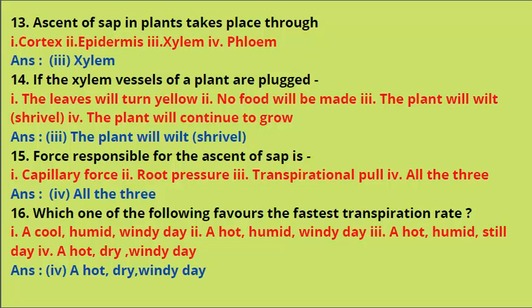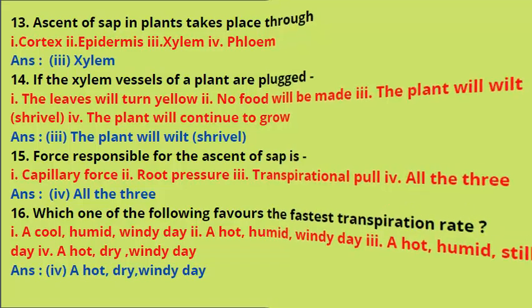This is because a hot day means when the temperature is on the higher side, and higher temperature always favors the transpiration rate, and dry means that the moisture contained in the air is much less, as a result of which water vapor uptake will be more, and thus transpiration rate will also be higher. And windy day supports the rate of transpiration. When the wind blows faster, the transpiration rate increases. So your answer will be a hot, dry, windy day always favors the fastest transpiration rate.